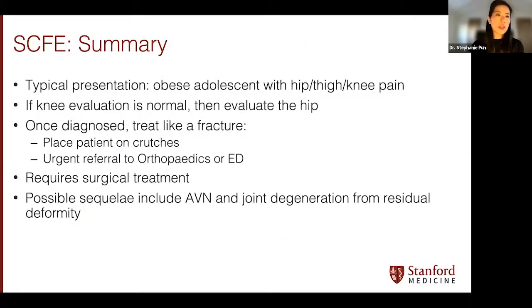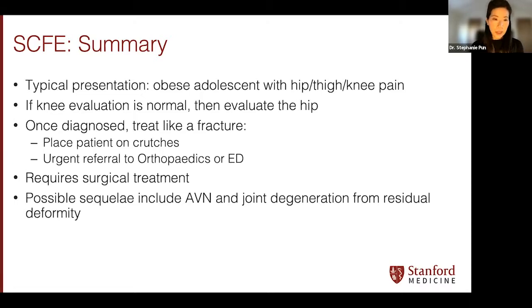So in summary, for SCFEs, the typical presentation is an obese adolescent with hip, thigh, or knee pain. If you evaluate the knee for knee pain and the knee exam appears normal or the knee imaging appears normal, then please evaluate the hip to see if maybe the pain is referred pain from the hip. Once you diagnose a SCFE, you have to treat it like a fracture. So place the patient on crutches with limited weight bearing and urgently refer them to orthopedics within the next day or send them to the emergency room. It requires urgent surgical treatment to avoid AVN and worsening of the deformity.